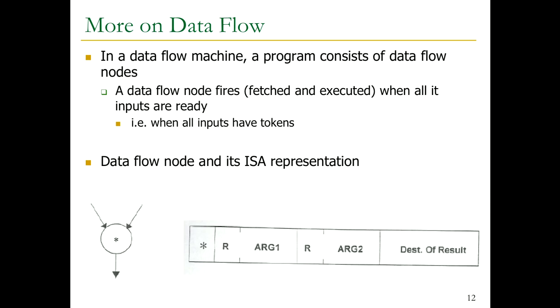But based on what I've described at the ISA level, this is a Dataflow node and its ISA representation. Basically, you have this operation, and you have the source nodes, two source nodes in this case, and you have the destination node that you need to send your result to. And if you need to send your result to multiple destinations, well, you could have either multiple destinations over here, or you could add another node that replicates, right?